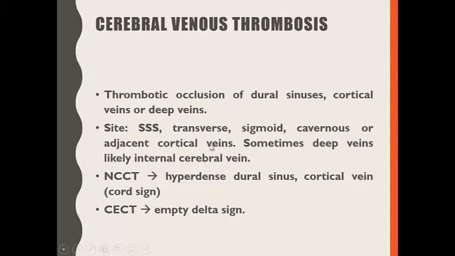When the cerebral veins are occluded, it results in congestion of the brain parenchyma due to impaired venous drainage and may cause hemorrhagic infarction. In non-contrast CT, the dural sinus or cortical vein becomes hyperdense due to thrombus and this is called cord sign. And when we give contrast, this thrombus will not enhance, while the dura around will enhance, and it gives a sign called empty delta sign.